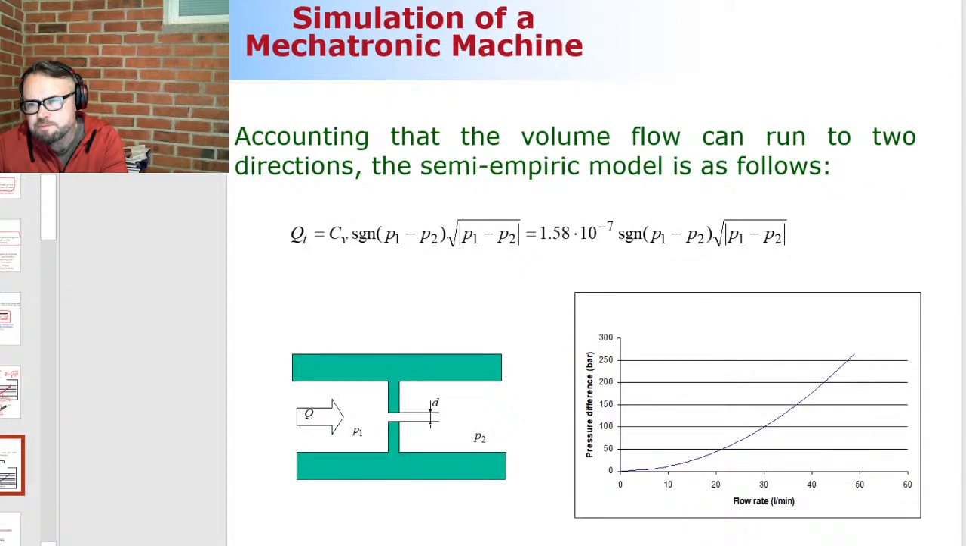So I have here the flow through this component, my semi-empirical parameter, the one that I got from the previous slide, and then I have something that must be there, and that's the sine term. Sine is a mathematical function that produces either 1 or minus 1.